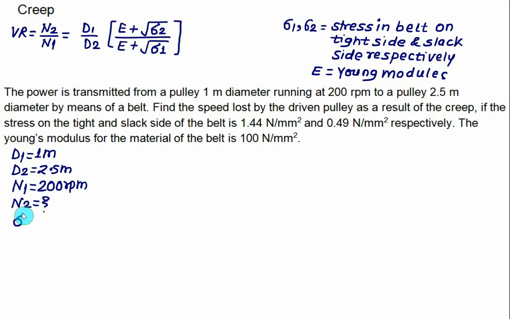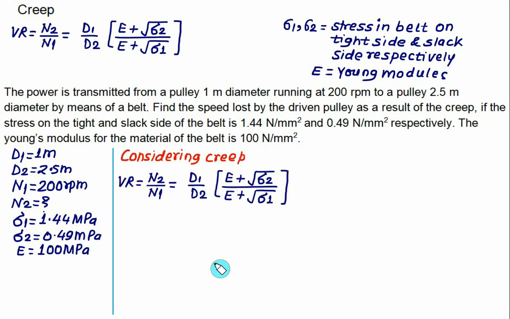Sigma 1 represents the tension on the tight side, equal to 1.44 Newton per mm square, which is the same as megapascal. Sigma 2 is equal to 0.49 megapascal, and we are given the value of Young modulus E, which is equal to 100 megapascal. So if we consider the creep, then we have N2 by N1 equal to D1 by D2 into (E plus under root of sigma 2) upon (E plus under root of sigma 1).